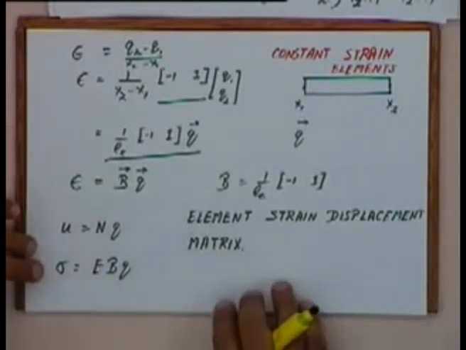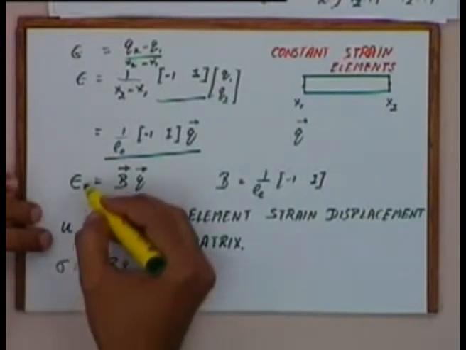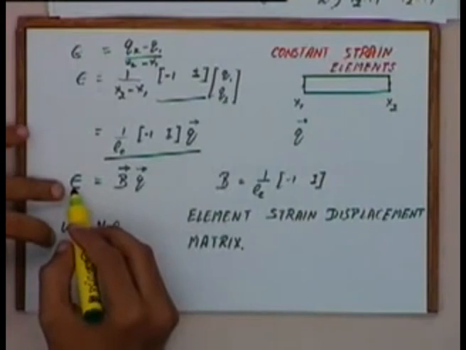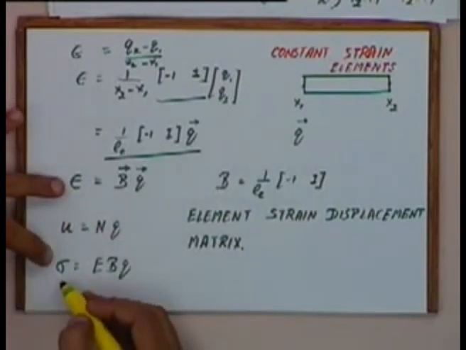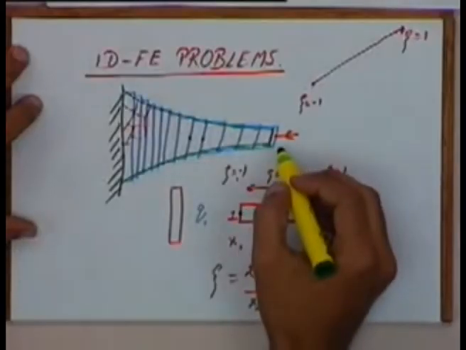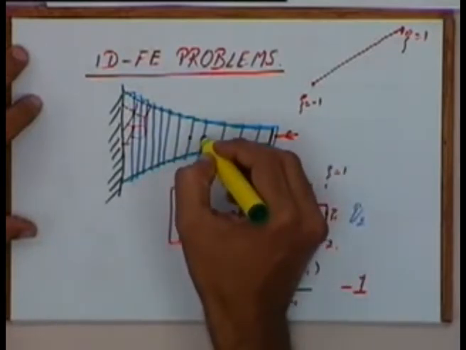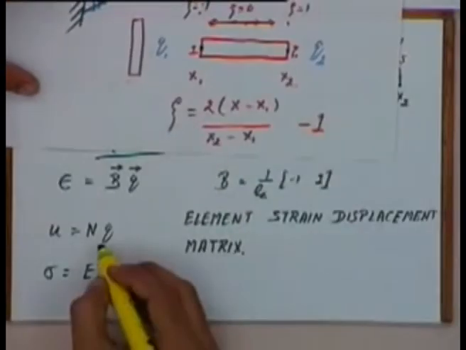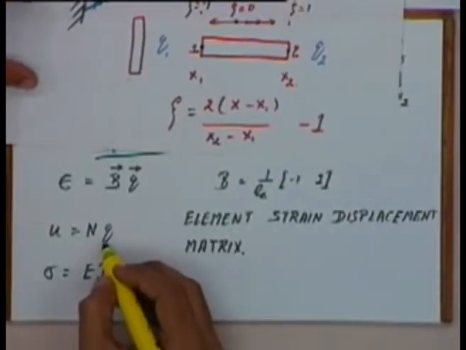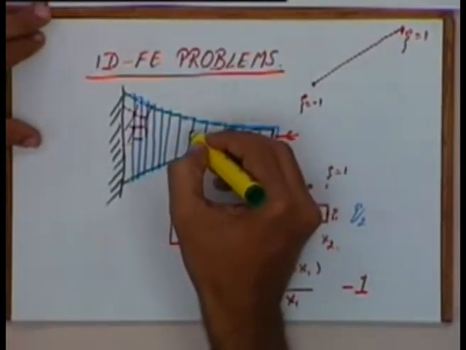And if you remember what we have been doing earlier, if we can find out u, we can immediately get the values for epsilon and sigma. So in order to solve this one dimensional problem, all that we need to do is find out the value of u in this element, and to get the value of u I need to get q. If I am able to get the deformation at these 2 points, I can get the strain and the stresses within this element.